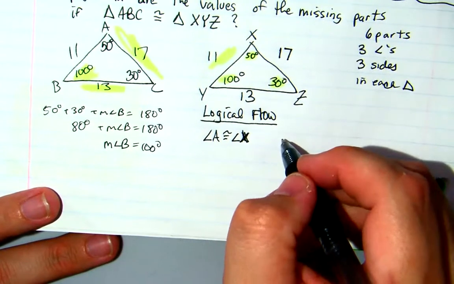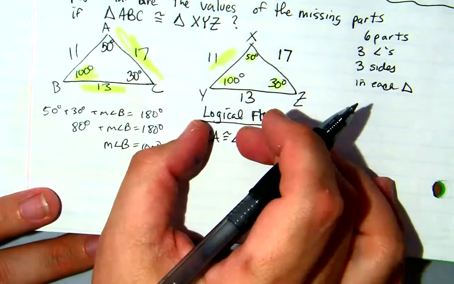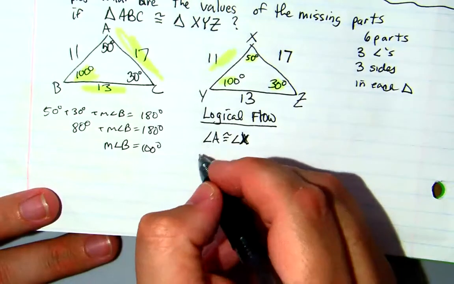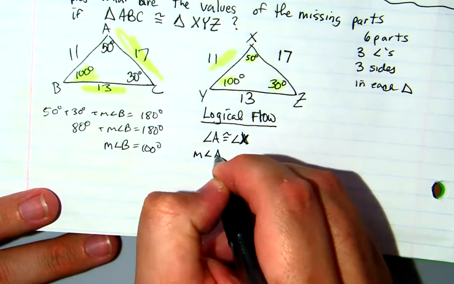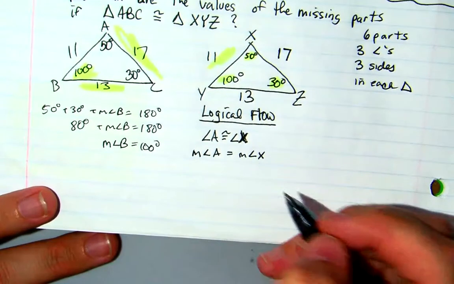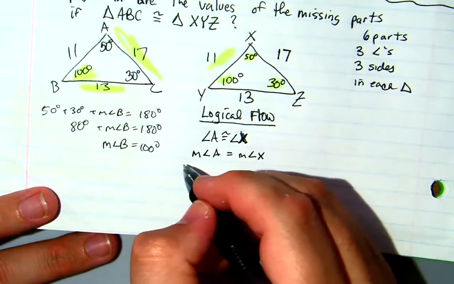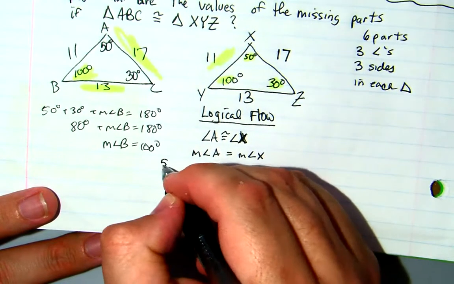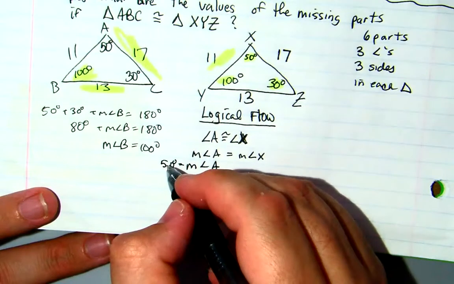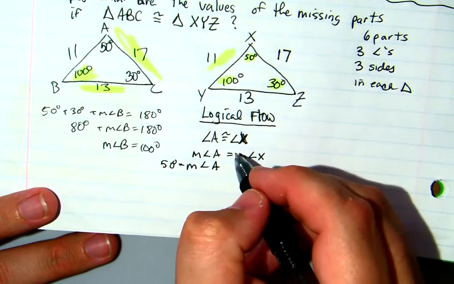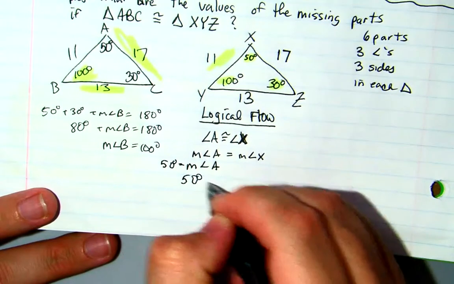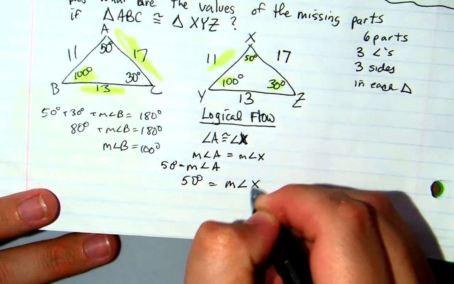And I won't get into the reason right now, but that's your first step. That angle has to be congruent to this angle. Now, the next step says that the measure of angle A is equal to the measure of angle X. The next step says, well, 50 degrees is equal to the measure of angle A. So if 50 degrees equals the measure of angle A, what can I say about the measure of angle X? 50 degrees has to equal the measure of angle X.